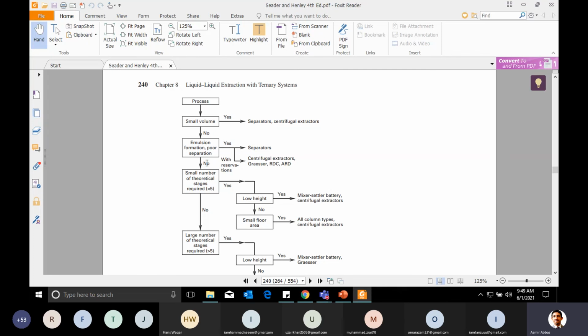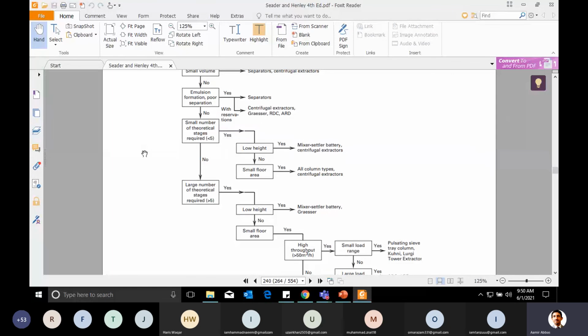But if this problem does not exist, then you jump to the next case. Now the classification is based on the number of stages required, either less than 5 or greater than 5, and so on. So if you have data about your system and you are going to design, you can follow these steps, and then finally select the equipment which will be more suitable for your application.